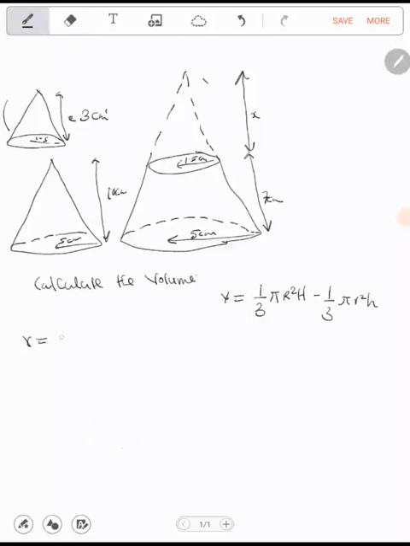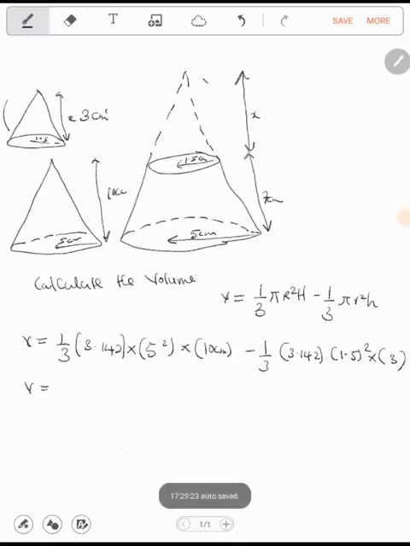So volume is equal to 1 over 3 times pi, which is 3.142, times r squared. R for the bigger one is 5, so this will be 5 squared times the height, which is 10. Remember, we added 3 plus 7. Minus 1 over 3 times 3.142, r is 1.5, so 1.5 squared, times height 3. So volume is equal to, let me now multiply. Start with 5 squared, that's 25, times 10, times 3.142, divided by 3.